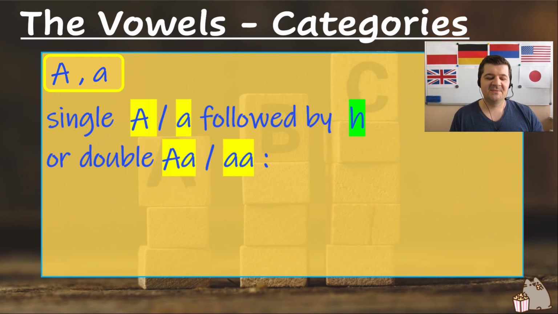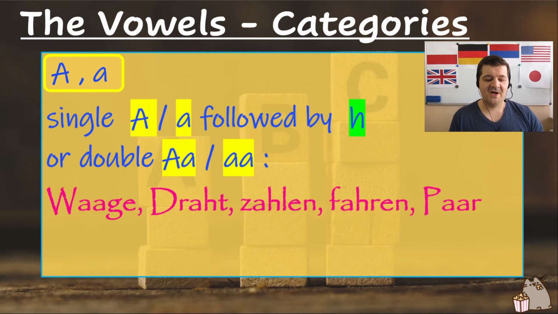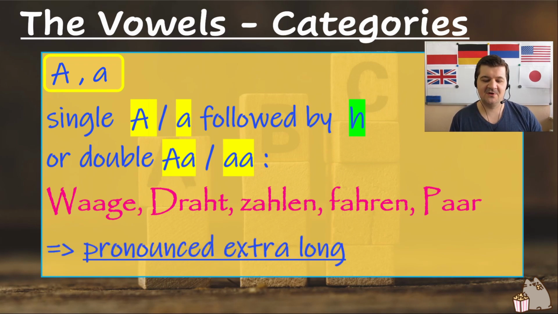Another similar sound that makes that is also making, for example, here the a longer is having a double a. So you might have words such as die Waage, der Draht. See, I don't pronounce ha, I just prolong the a here. So zahlen, fahren, das Paar. And you see those sounds are extra long.